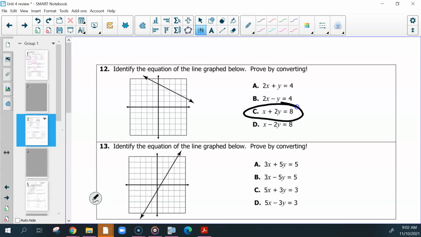13 would be very similar. Just put all of those into Desmos, see which one matches. Do we have questions about 12? We're going to do number 14.